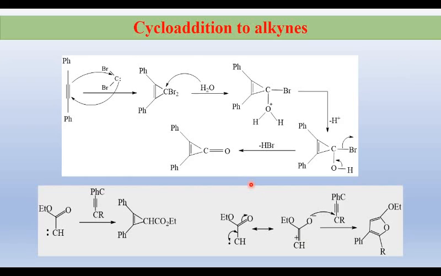And at the last, there is cycloaddition to alkynes. In general, alkynes are less nucleophilic than alkenes. Therefore, these are less reactive toward carbene. Here it is a simple addition of carbene to this triple bond to produce this cyclopropene ring, which when it reacts with water, produces a cyclopropenone ring. The mechanism is given here.